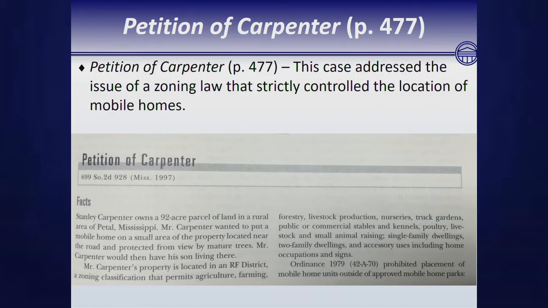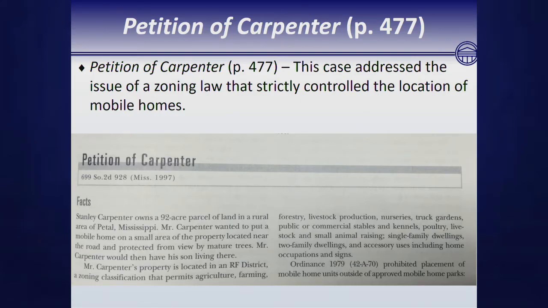All right, so let's look at Petition of Carpenter. This case addressed the issue of a zoning law that strictly controlled the location of mobile homes. So mobile homes, we also refer to these sometimes as trailers. All right, so here's the ordinance. It prohibited the placement of mobile homes outside of mobile home parks. The alleged reason given was to protect property values in surrounding areas.